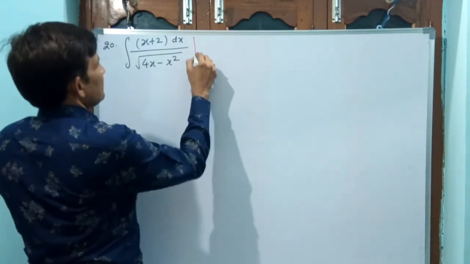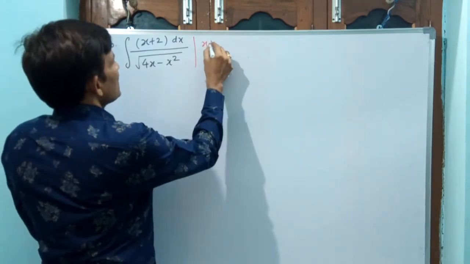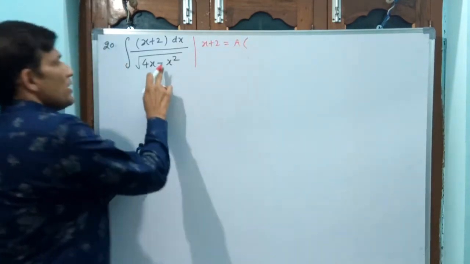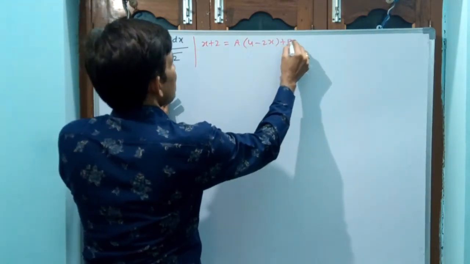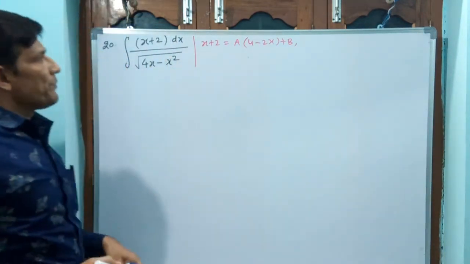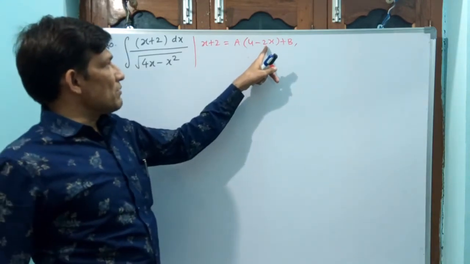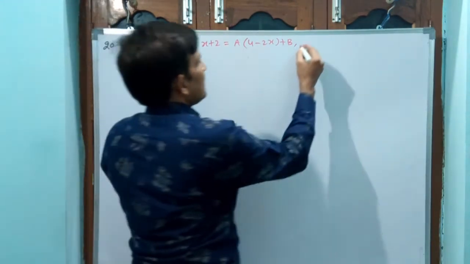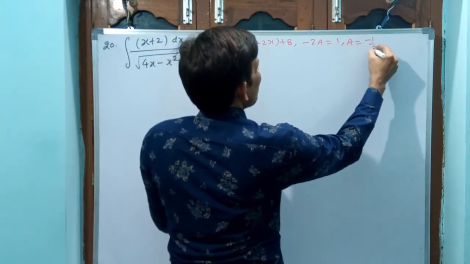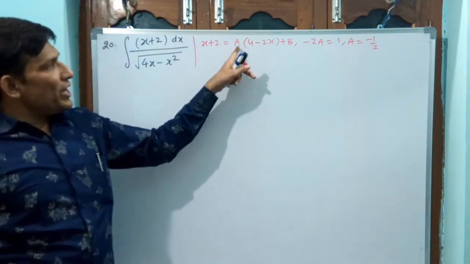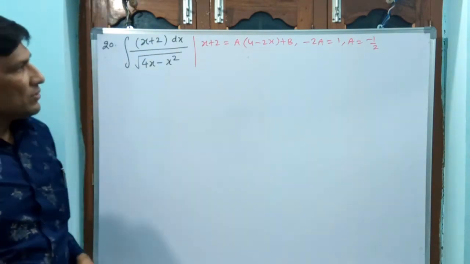See how I am doing. Derivative part first you go. x plus 2 is equivalent to a times the derivative of this one, 4 minus 2x, plus b. Then you equate the x coefficient: minus 2a is equal to 1, or a is equal to minus 1 by 2. Why? Because a into minus 2 is minus 2a x, and 1x.